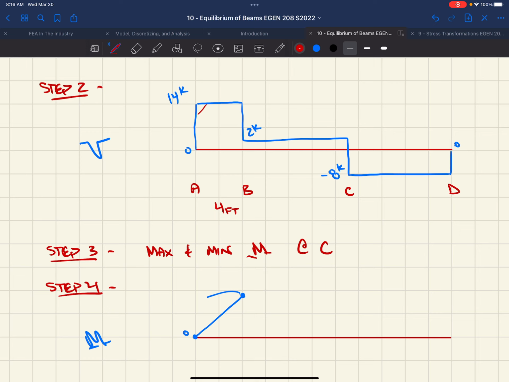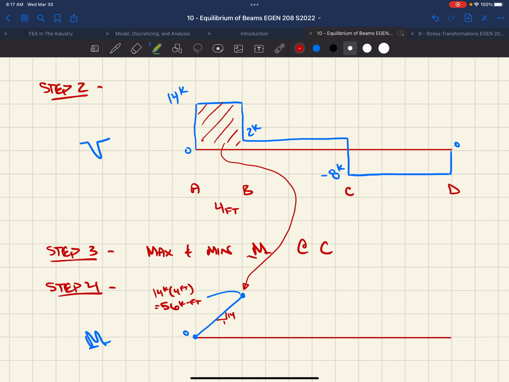So the area under this is that point right there, right? The area under that would be the height times the width, so 14 kips times 4 feet, or 56 kip feet, right? And the slope of that line is 14 to 1, right? We'd get 14 kips for every 1 foot we travel, right?